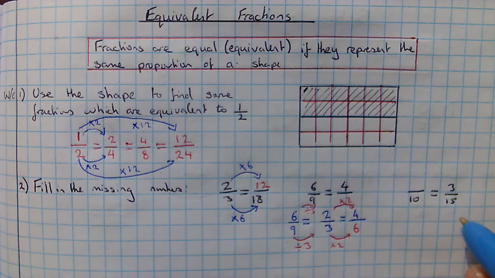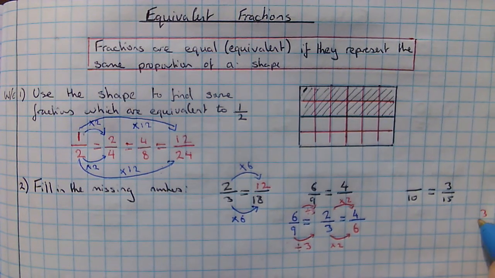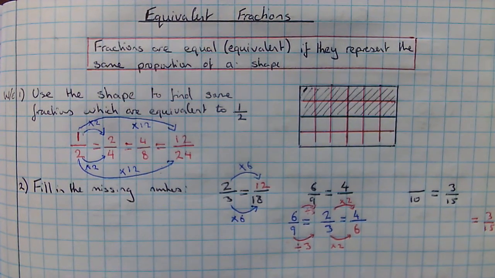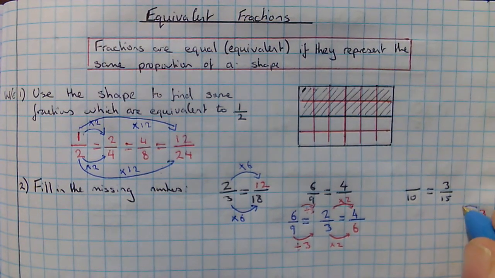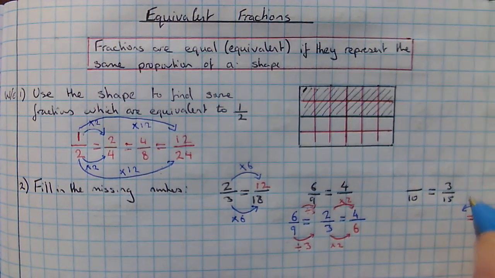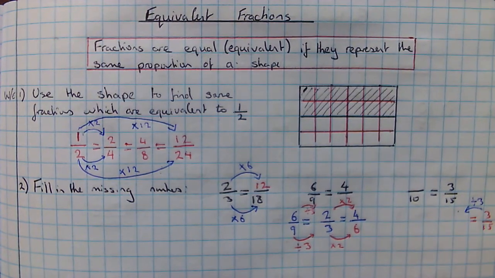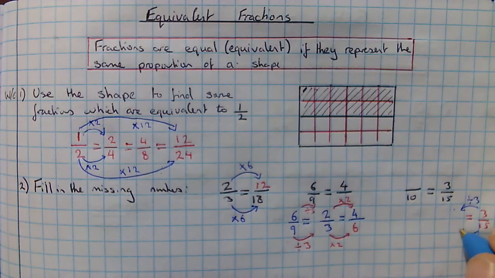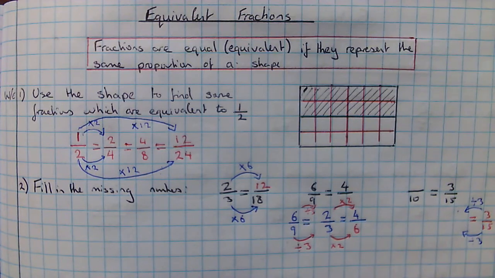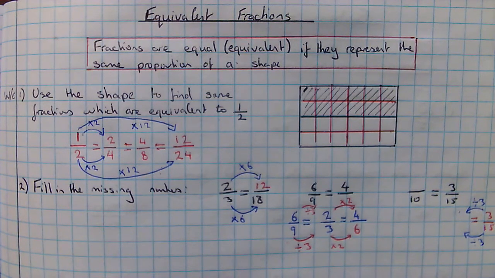Let's see if we can do the same on this one. This time we're working backwards. We've got 3 out of 15 over here. I can make that simpler. Both top and bottom can be divided by 3. So let's work backwards. Divide by 3 gives me 1, and divide by 3 down here gives me 5. So it's the same as 1 out of 5.